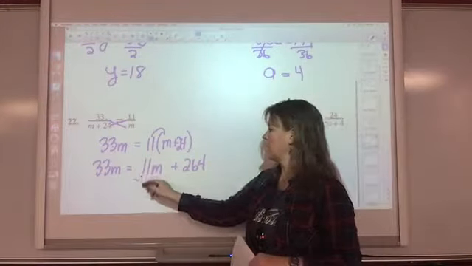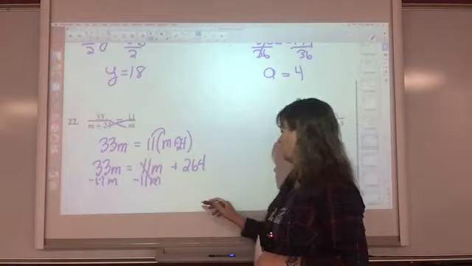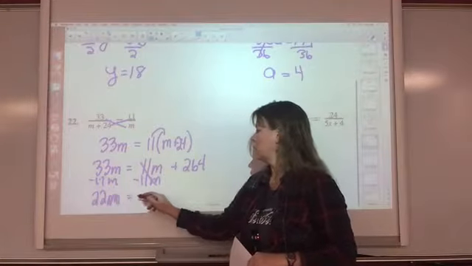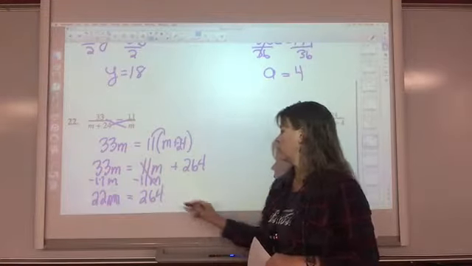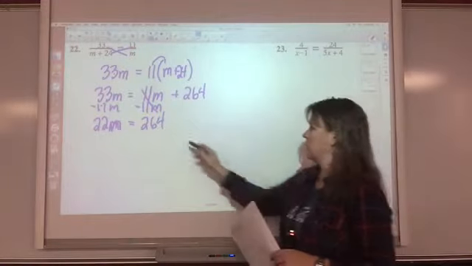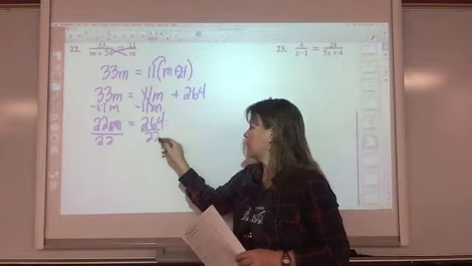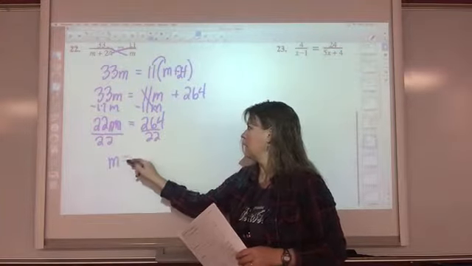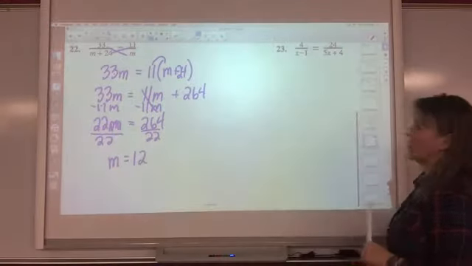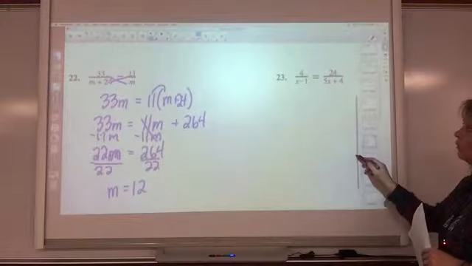Get like terms together by minusing 11m from both sides. And you have 22m equals 264. Take 264 and divide it by 22. And you get m equals 12. Plug it back in, check your answer. The two ratios will be equal.